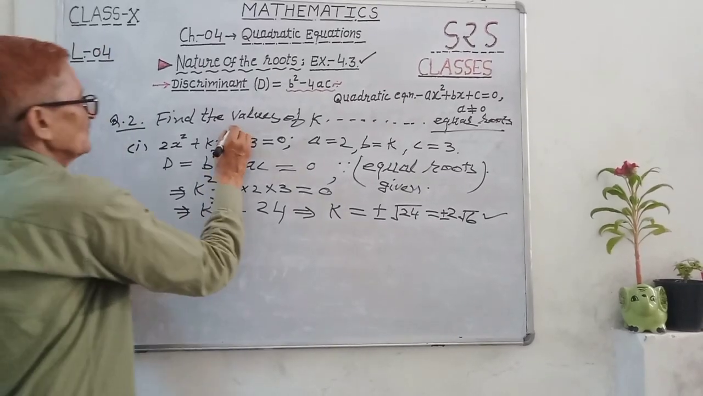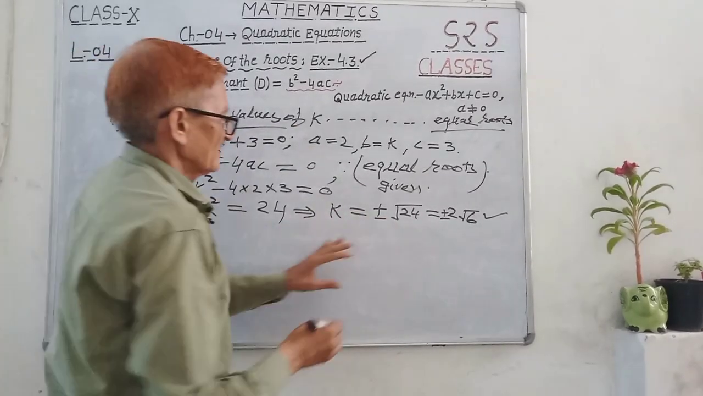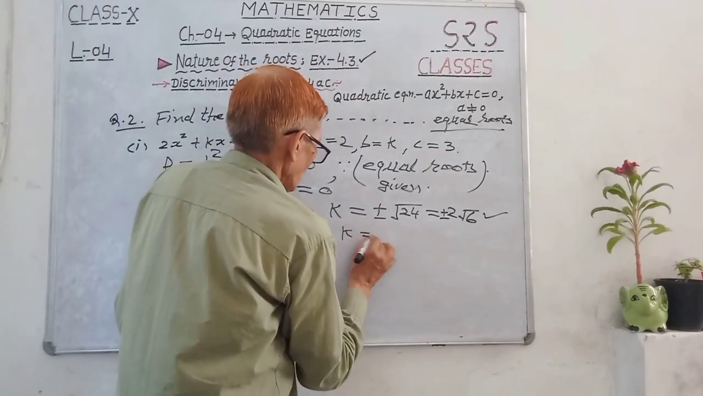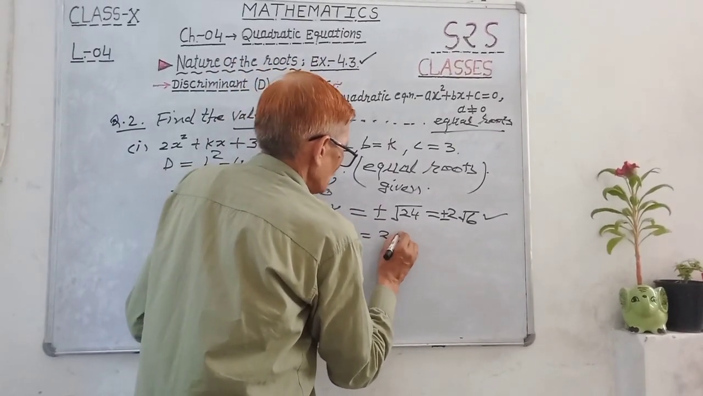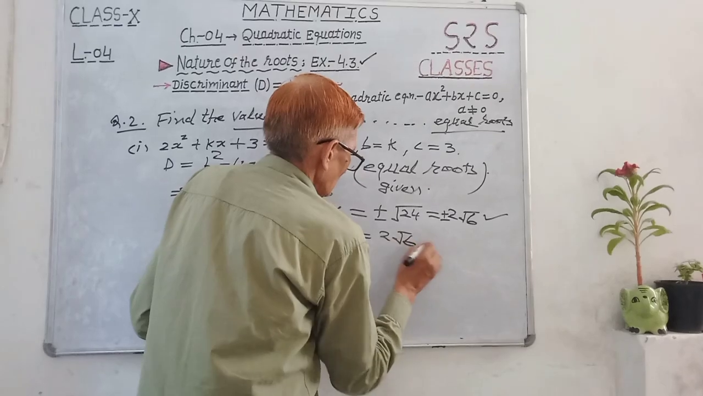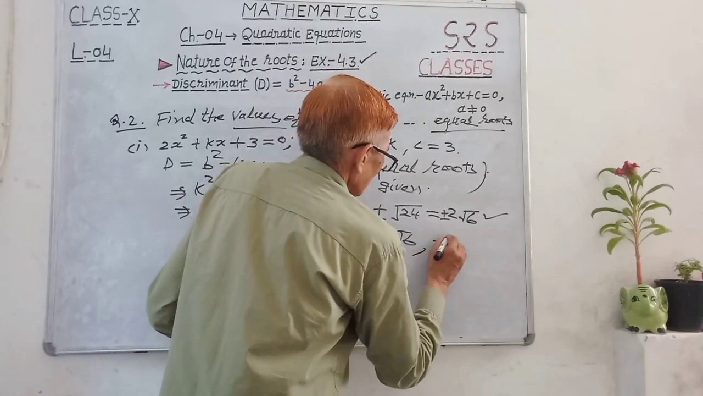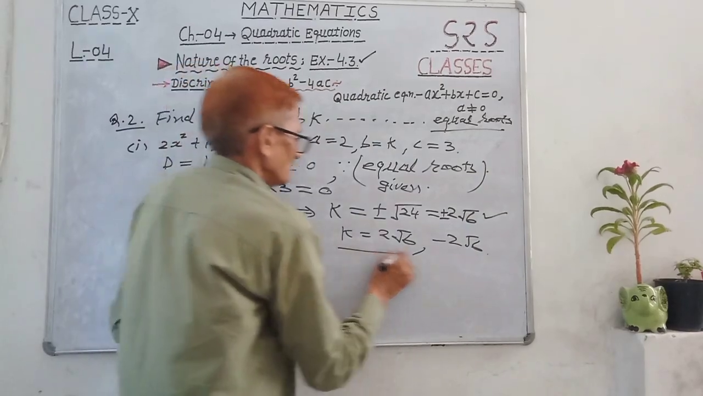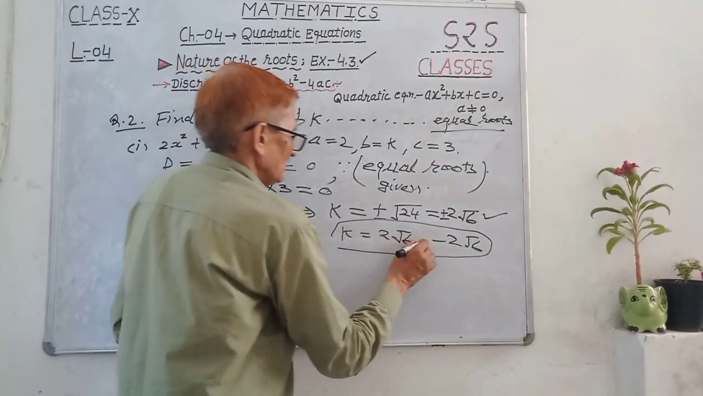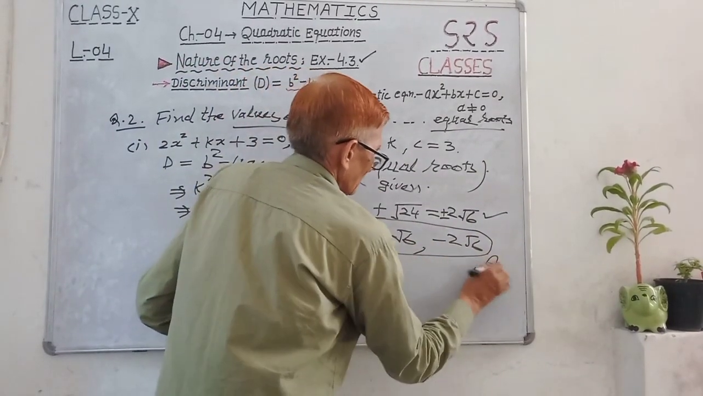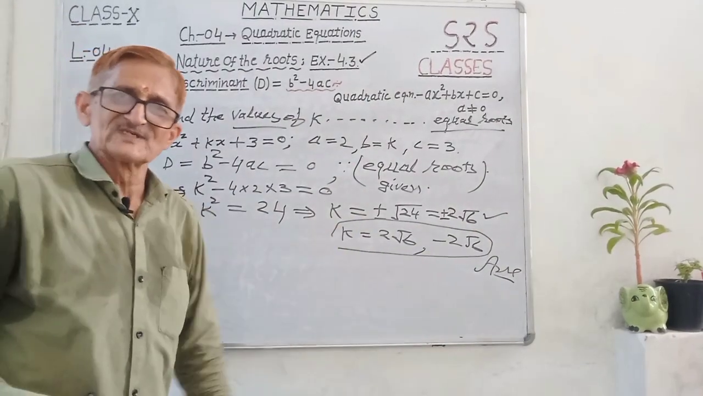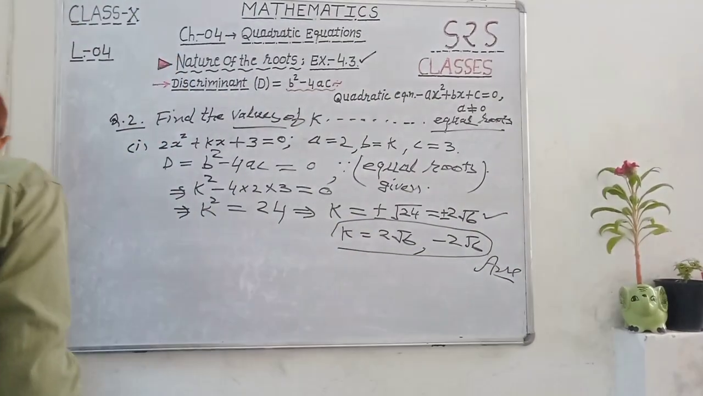So the values of k, answer, plus minus. So k equal to what? Positive 2 root 6 and negative 2 root 6. These are the two values of k, this comma this, answer. So like this, the nature is given, then use the condition. Okay?